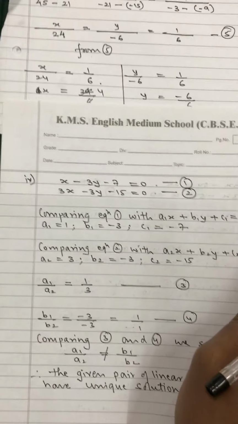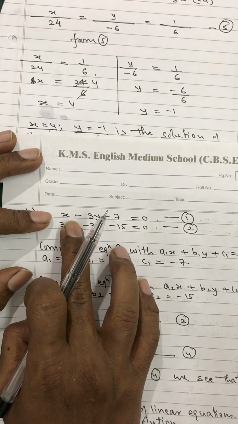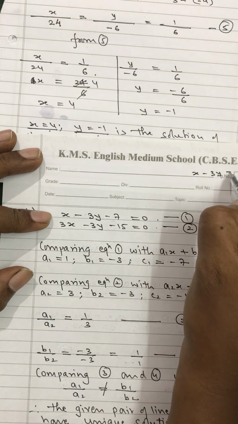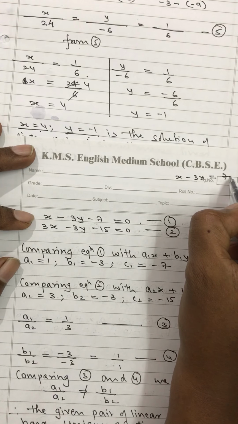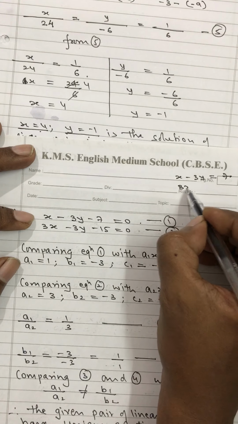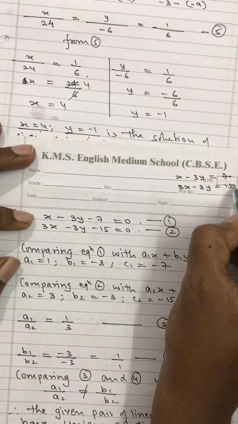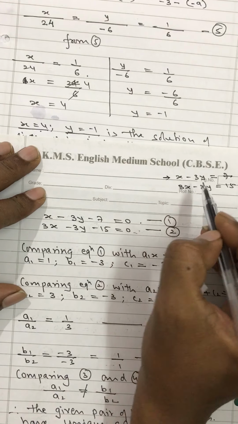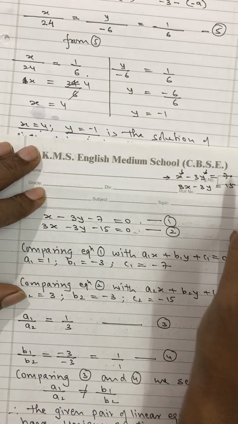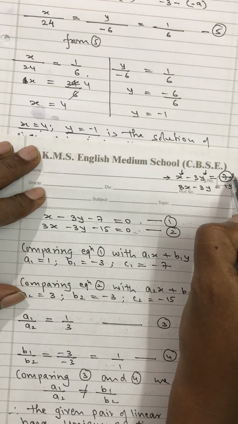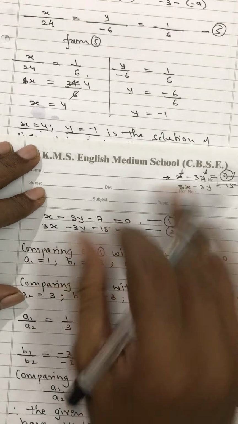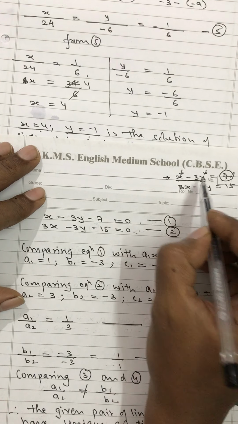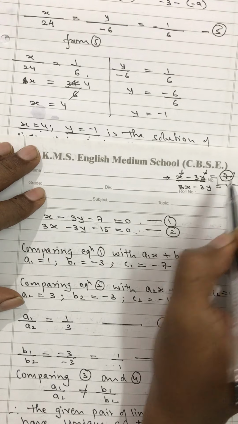You have to go back to the question, my dear student. The question is this, x minus 3y, but of course during verification this minus 7 has to be on the other side. X minus 3y is equal to minus 7 will become plus 7, okay, and 3x minus 3y is equal to 15. Now what you have to do in this equation, you have to substitute the value of x and substitute the value of y. This 7 should be the answer when you substitute x and y over here.